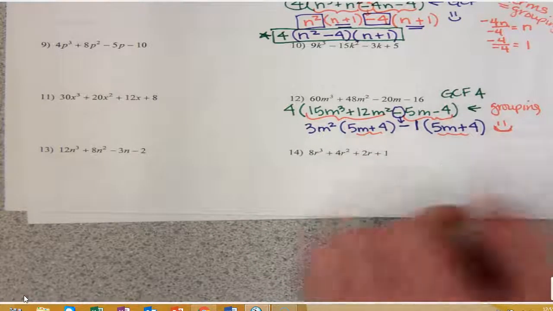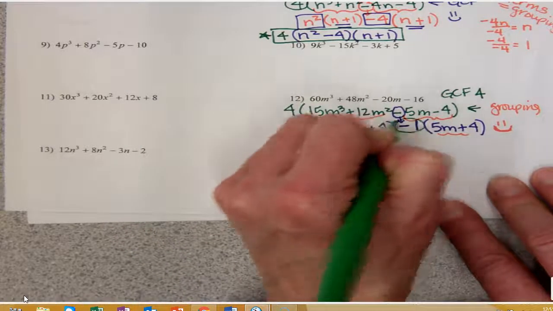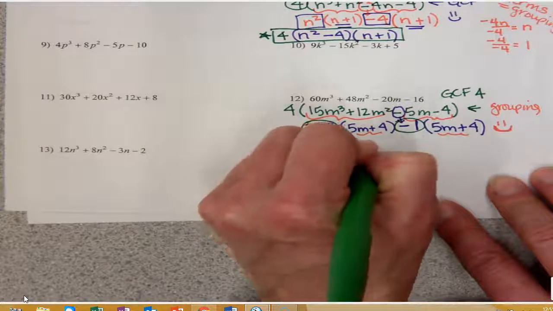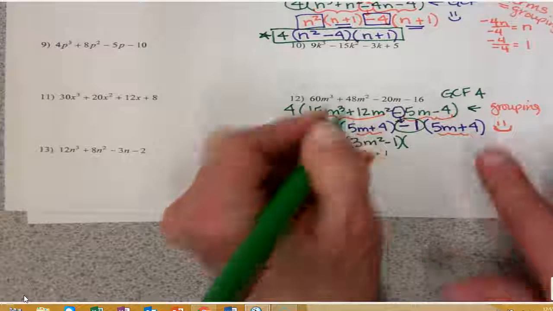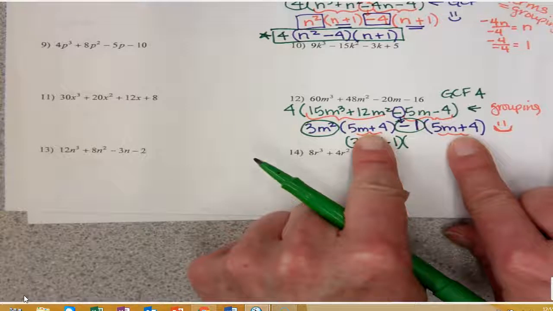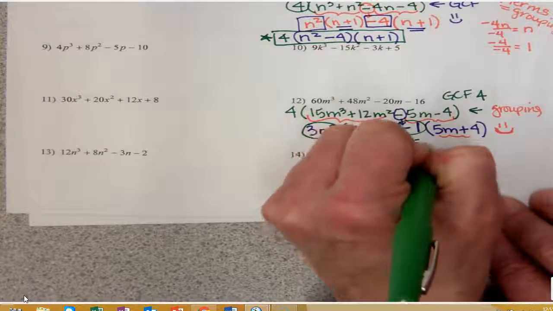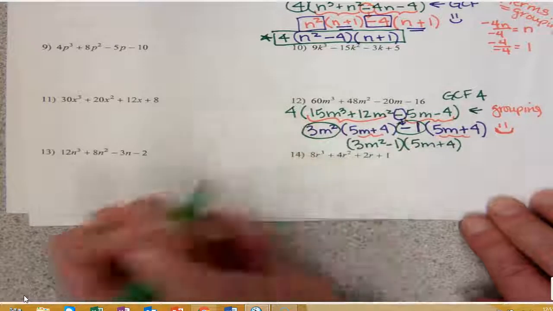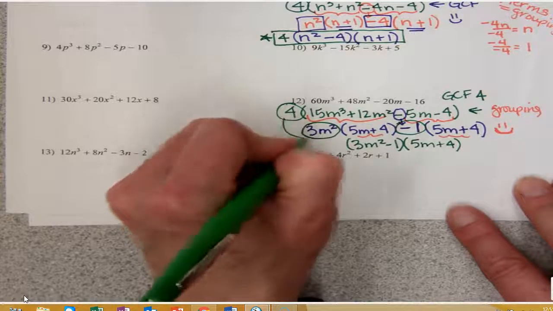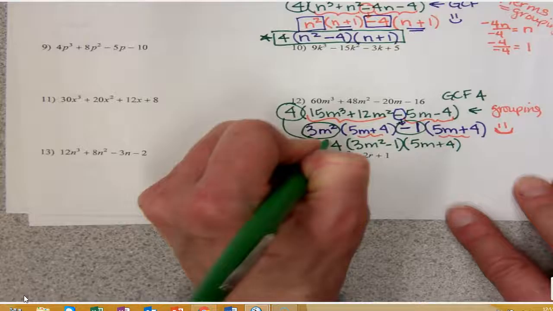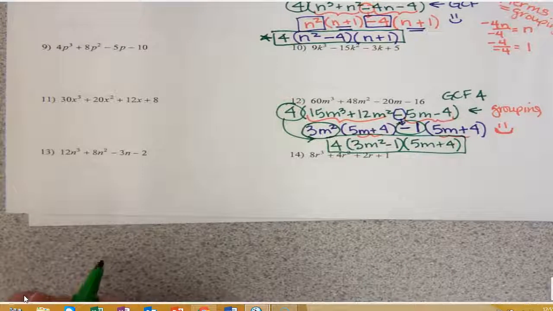So, now I take my outside numbers, 3m squared minus 1, and my 2 binomials that are the same, 5m plus 4. That's my answer, except, dun, dun, dun, dun, remember to bring your 4. Okay? All right, I hope that helped.